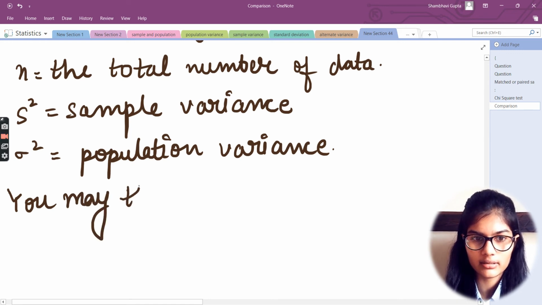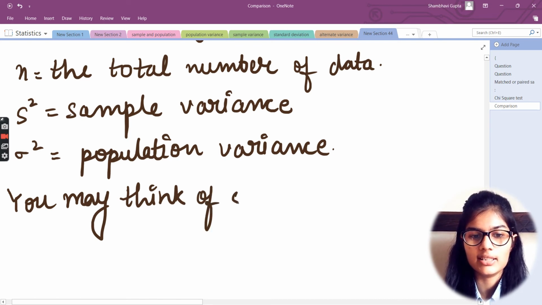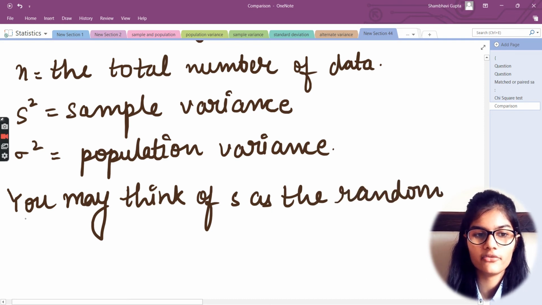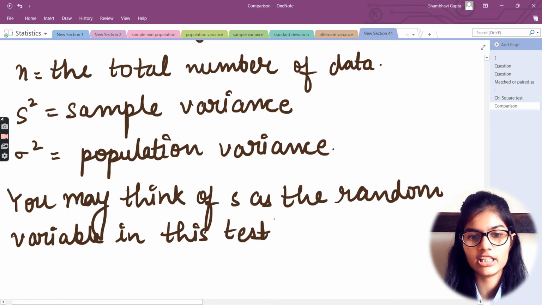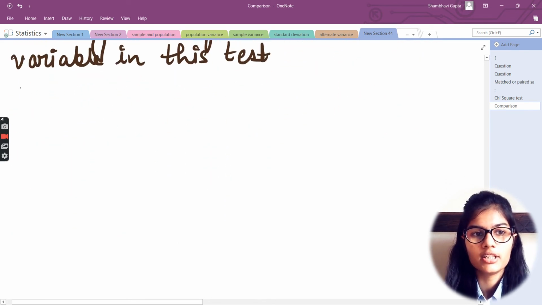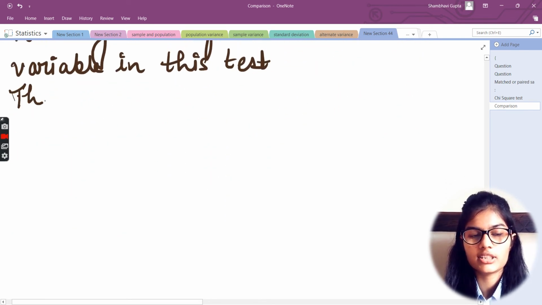Okay, now one more thing to be discussed: you may think of S as a random variable in this test, right? You may think of S as a random variable in this test. So, degrees of freedom, I will just come down and write it out. Okay, here it goes.